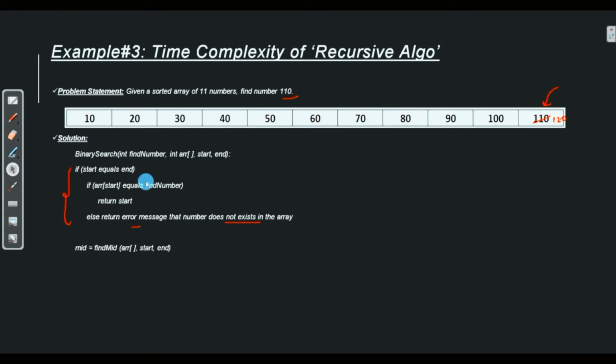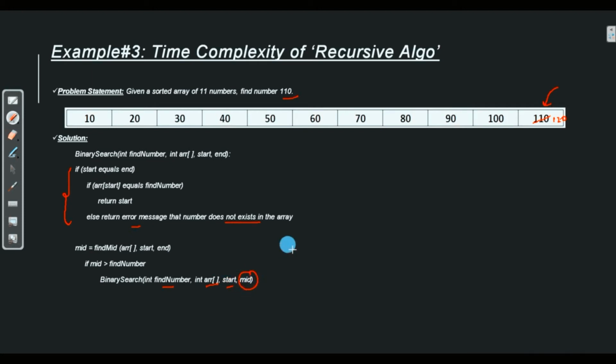Now in case there are more than one cells in this array, then we find the midpoint of this array. So it says mid is equal to find mid. We give the array name, start and the end of the array. Now if mid is greater than find number, then we do a recursive call with the same number, same array, the only difference is start remains same but the end changes.